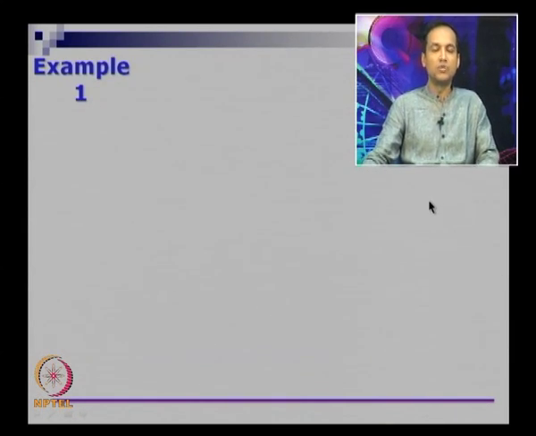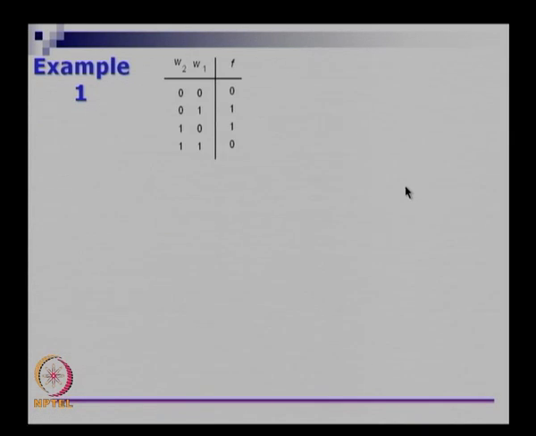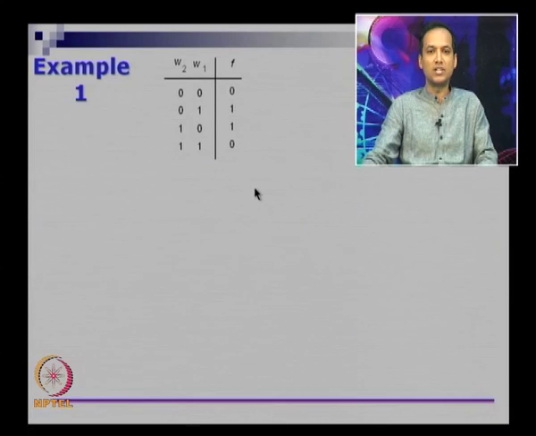Now, let us do a few design examples using multiplexers. Let us say I am given this Boolean function here. W2 and W1, and I have 0, 1, 1, 0. You can recognize that this is actually a multiplexer. When 0 and 1 are different, then you have a 1, when they are the same, the output is 0.